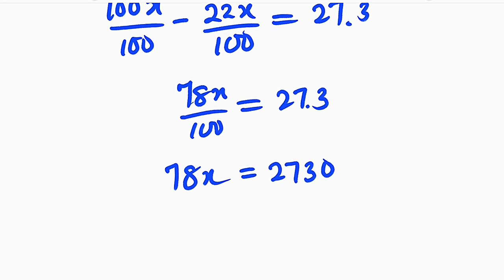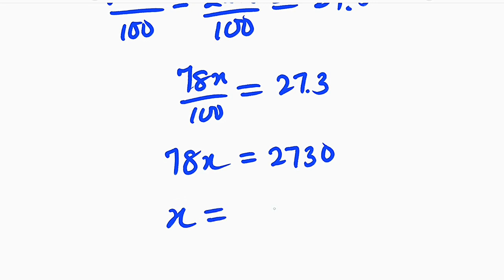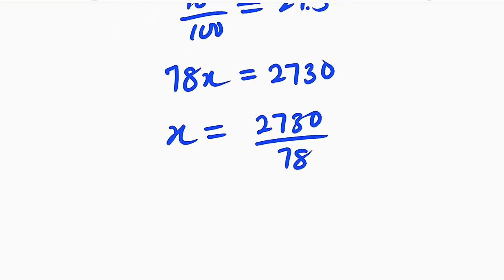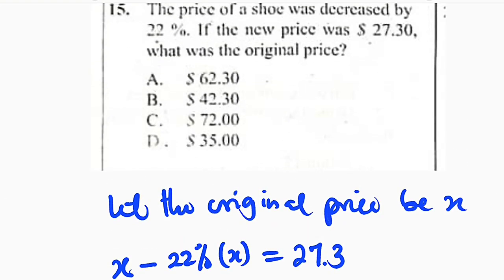2730. And finally, we divide both sides by 78. 2730 divided by 78. And this is finally equal to 35. And remember that this is the original price before it was depreciated. 35, which is option D.